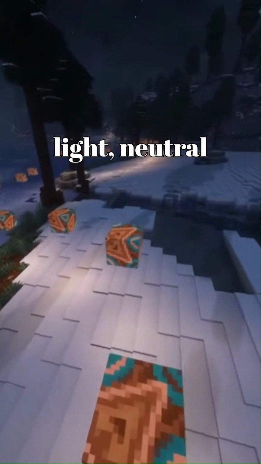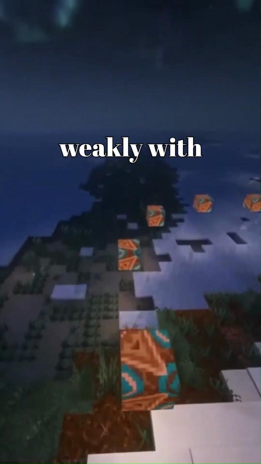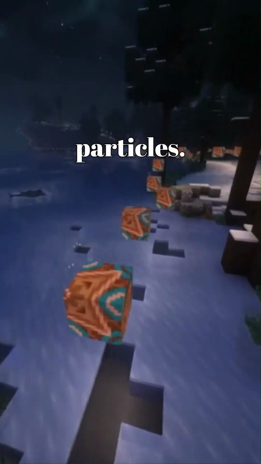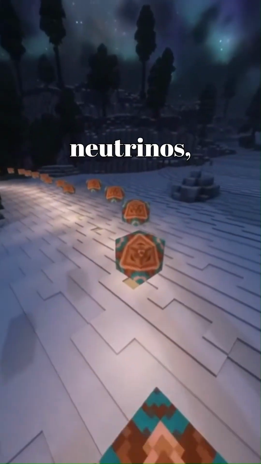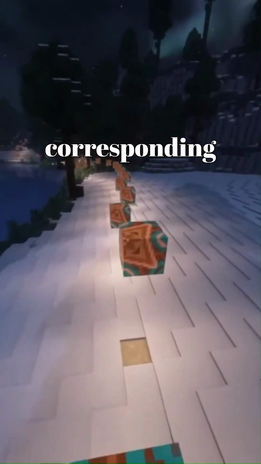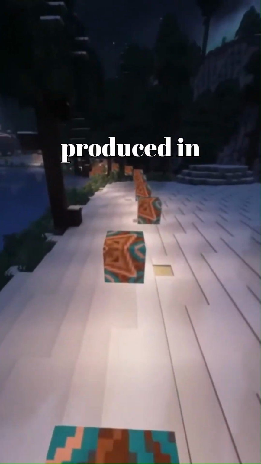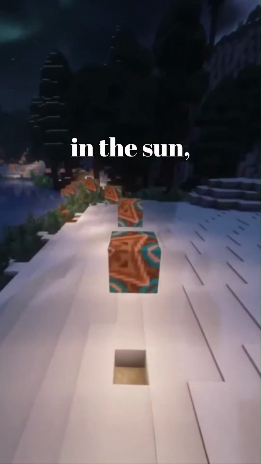Neutrinos, the ghost particles. Neutrinos are incredibly light, neutral particles that interact very weakly with matter, hence the nickname ghost particles. There are three types of neutrinos: electron, muon, and tau neutrinos, each associated with a corresponding lepton. Neutrinos are produced in nuclear reactions, such as those in the sun, stars, and nuclear reactors.